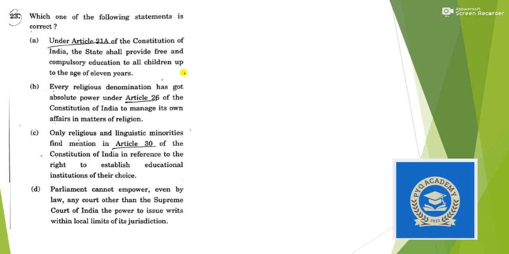Next, which of the following statements is correct? Asking about the correct option. Here option C is correct because only religious and linguistic minorities are mentioned in Article 30. This is correct. And other than religious minorities, in Article 29 you may find other than linguistic and religious minorities. Okay, the other statements are incorrect. I will provide a detailed explanation in the polity video.